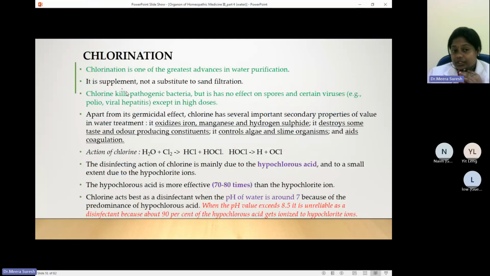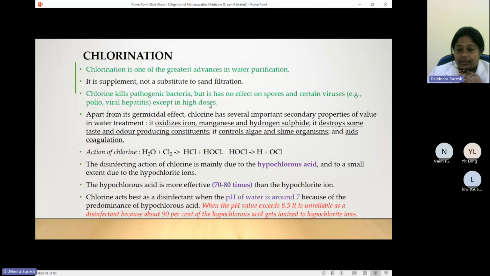It is actually a supplement, not a substitute to sand filtration. So once the water has gone through the sand filtration, whether it's slow sand or rapid sand, after that only we do this process of chlorination. It is not that we are doing chlorination, so there is no need of slow sand filtration, nothing like that. We have to do the filtration and then the disinfection. And this process, what we are saying now, is actually purification of water on a large scale when it is being supplied to a whole city, municipality, etc.